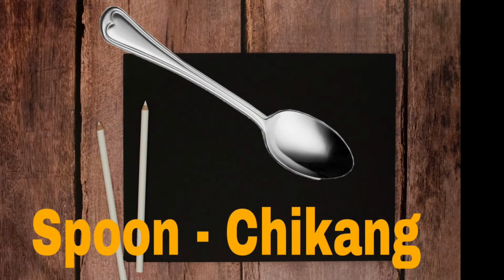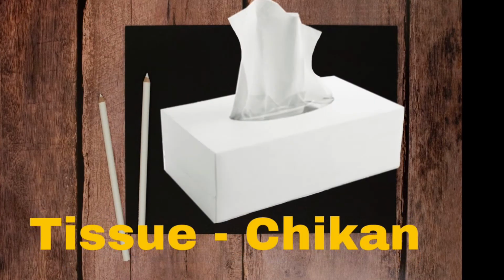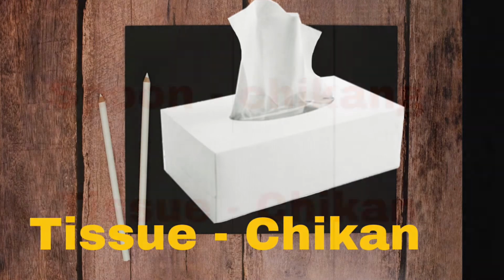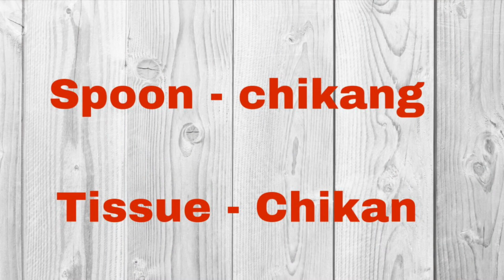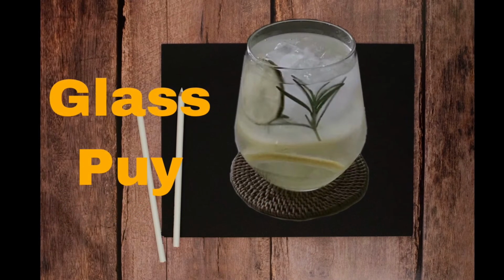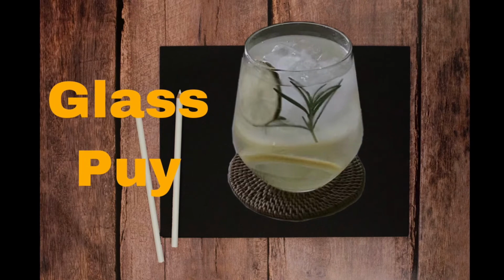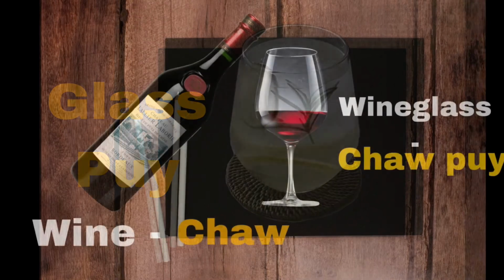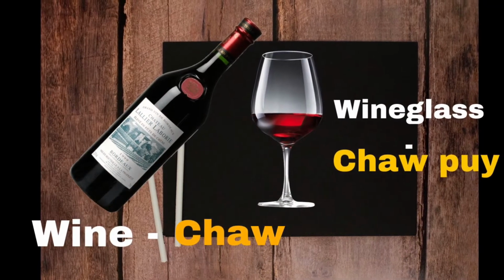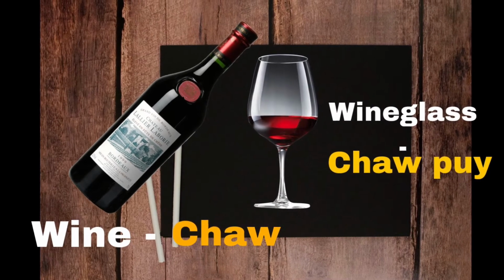Spoon, jikang. Tissue, jikang. As you can notice, spoon and tissue almost have the same sounds, so please listen carefully. Glass, puy. Wine, chaw. Wine glass, chaw puy.